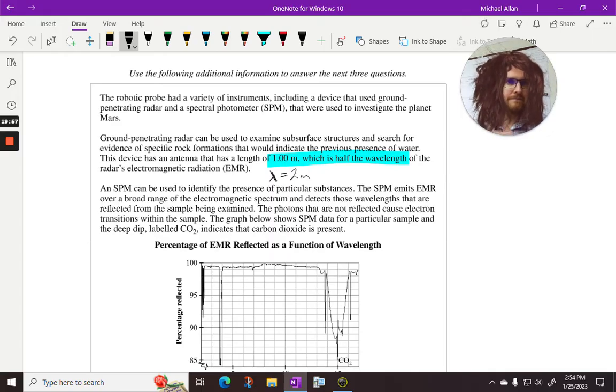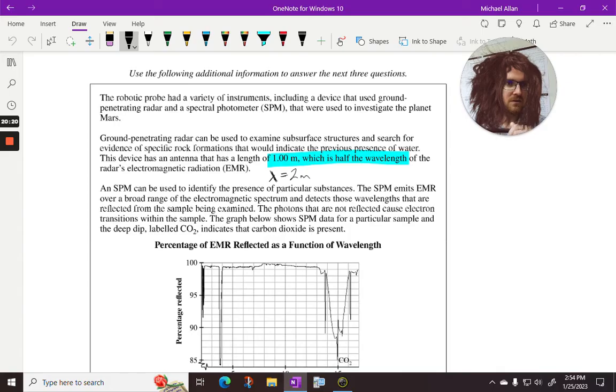The spectrometer can be used to identify the composition. It emits an EMR over a broad spectrum, detecting wavelengths that are reflected by the sample being examined. The photons that are not reflected cause electromagnetic transitions within the sample. Okay.